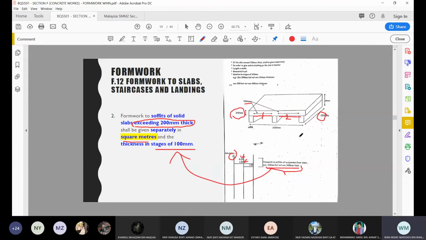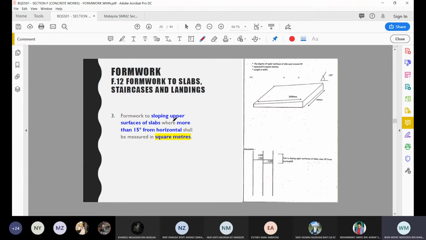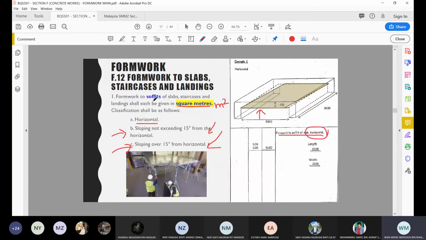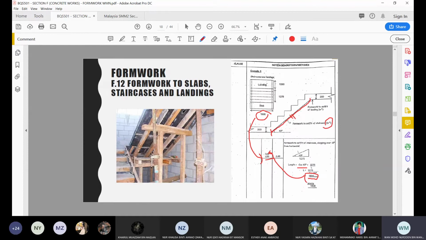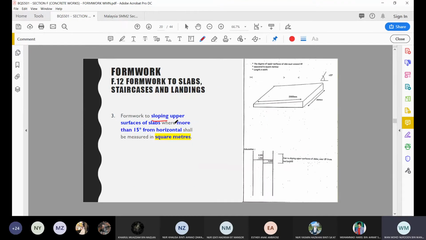Okay, and then F3. Formwork to sloping upper surface of slab. Sloping. Biasa tadi kita discuss sloping di bawah kan. Okay, sloping ni kalau soffit, but this time sloping dia di atas. Sloping upper surface of slab where more than 15 degrees from horizontal shall be measured in square meter.